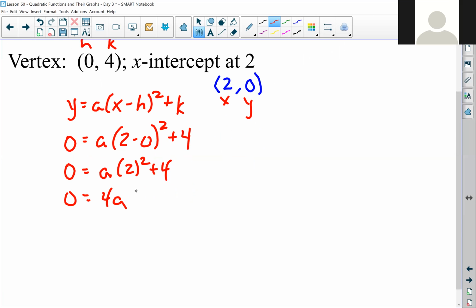Two squared is 4 times a plus 4. I would subtract this 4 from both sides and then divide by 4.